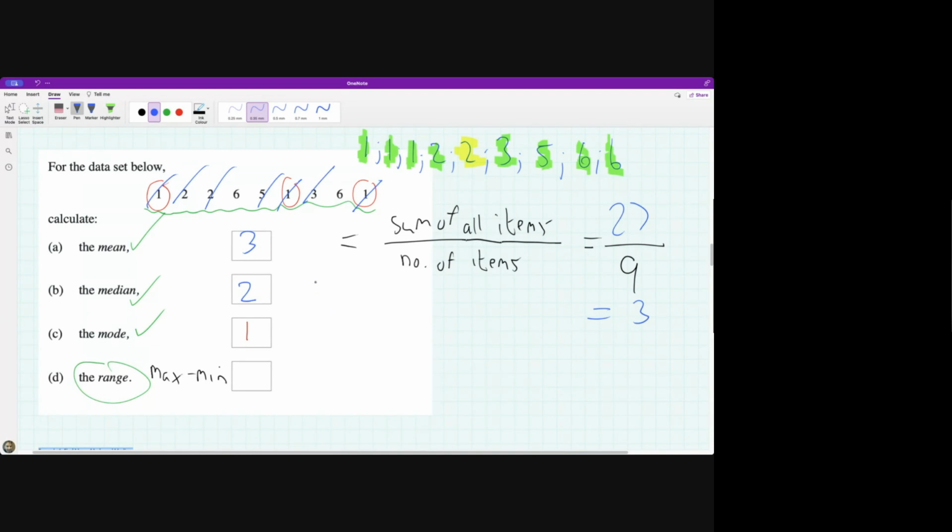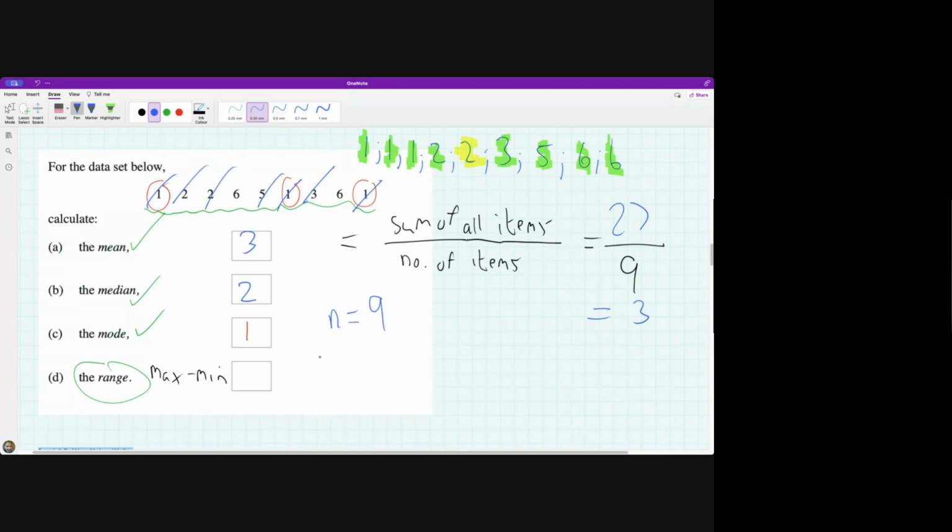Now, I will actually teach you a formula for finding the median as well, but you can also find the median by just writing from smallest to biggest and then asking yourself, where is the middle? The middle is going to be here because you've got 4 below it and 4 above it. But you can also use what's called a position formula to help you. How many data items are there? There are 9 data items.